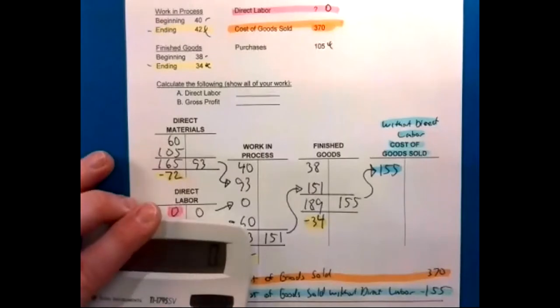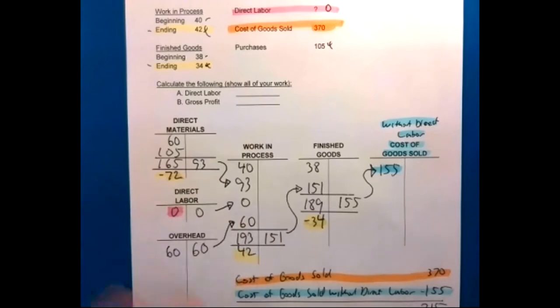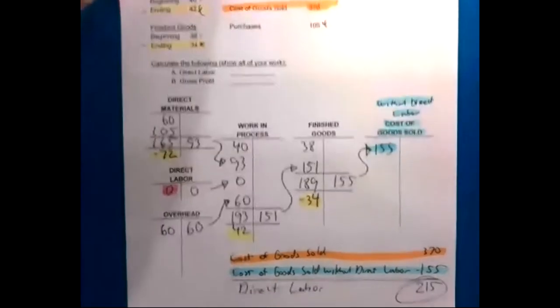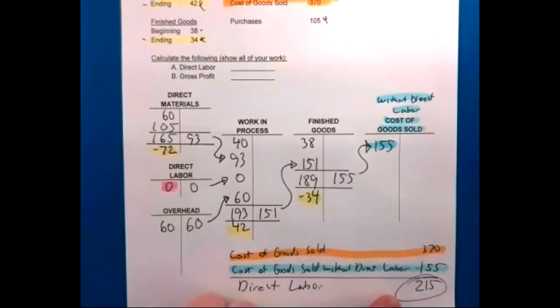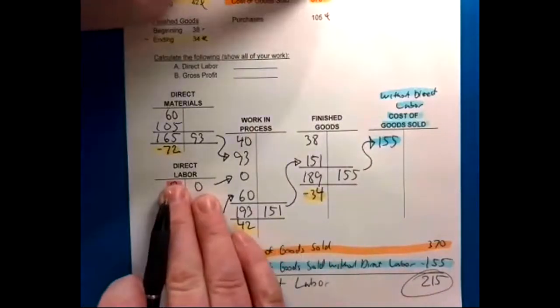Subtract those. So this is what the direct labor should be. You can't see what I'm doing. There's the direct labor should be. And again, you could always plug it in and work through. If you plug this in, you'll come up with the 370. So this is 215.